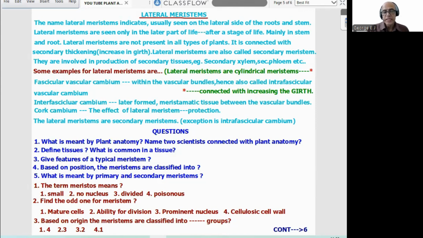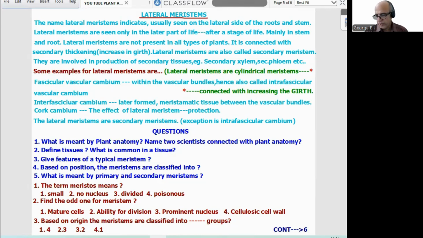Lateral meristems are secondary meristems. The exception is intrafascicular cambium. And here I wrote another thing. Lateral meristems are also called cylindrical meristems, connected with increasing girth. I think based on position, we have to study origin, then plane of division, position, origin, function, and plane of division. Of which, position we have to learn; others are just for namesake.